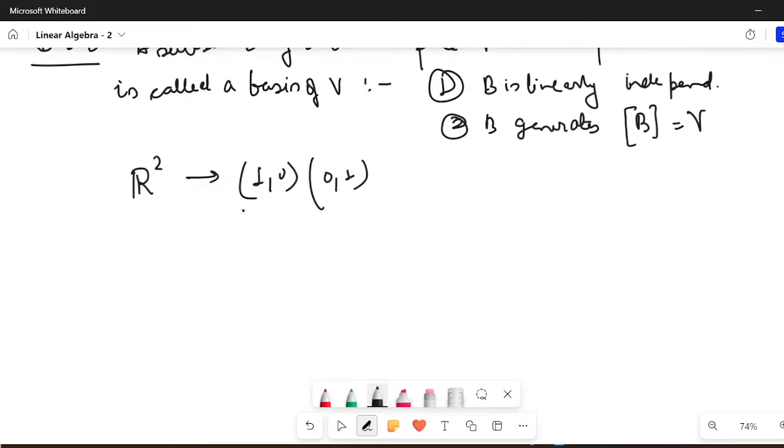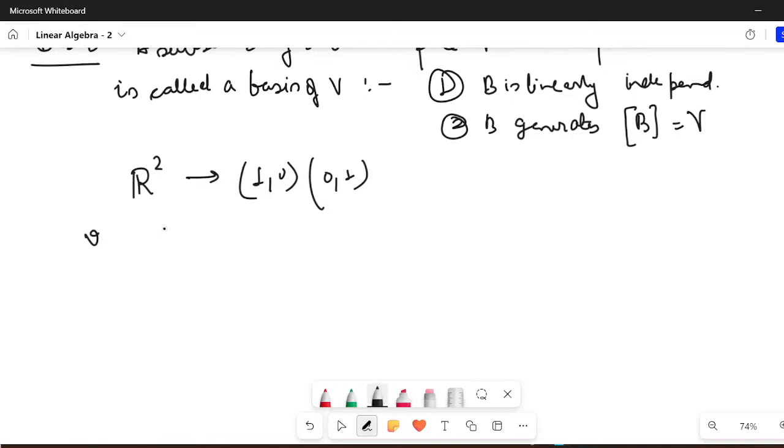Okay, so I'll illustrate with an example that R square can be generated even without them. What I mean is that I can take other two vectors and span the entire R square using those two vectors. Let us take two examples.